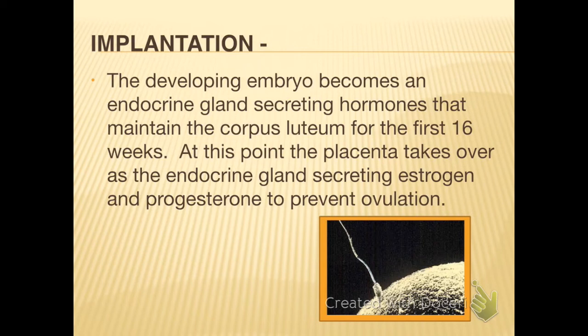It's going to be maintained for the first 16 weeks, and at this point the fetus is developed enough and the placenta has formed, and the placenta will then take over as the endocrine function, and it will continue to secrete estrogen and progesterone, not only to maintain the endometrium, but also to prevent further ovulation, because if fertilization has happened, ovulation isn't needed.